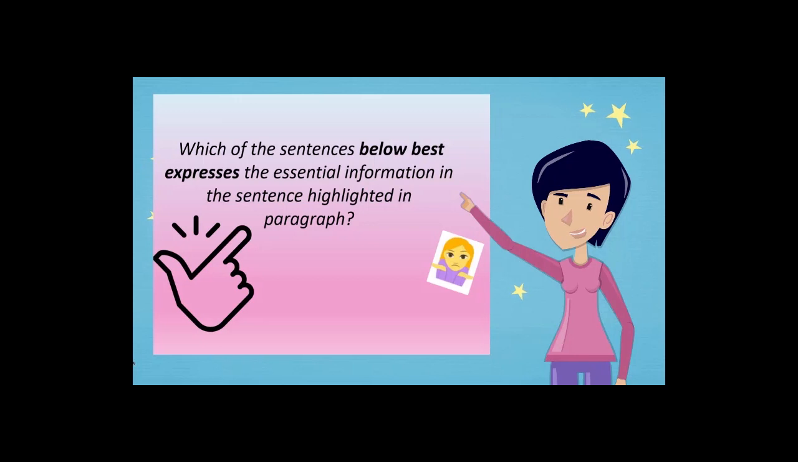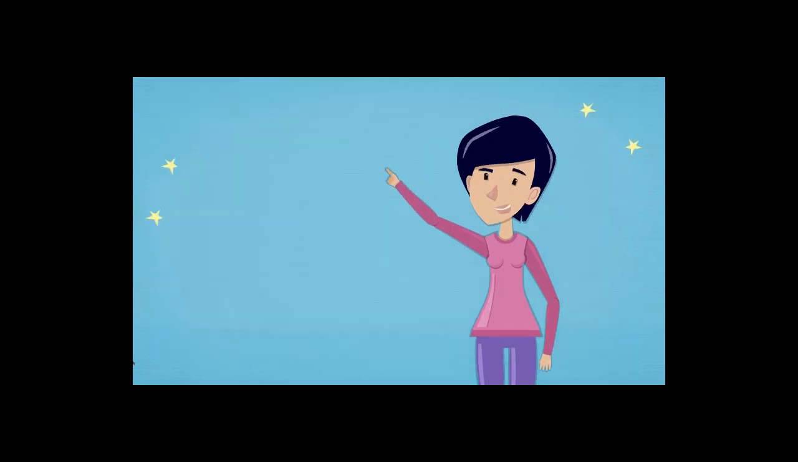So let's check it. "Which of the sentences below best expresses the essential information in the sentence highlighted in paragraph 2? Incorrect choices change the meaning in important ways or leave out important information." Then you have A, B, C, and D. So as you could see, it is easier to know what the question is about. It says best expresses the essential information. So it means you are going to look for the main idea of the sentence given. It would be helpful for you to choose the correct option.